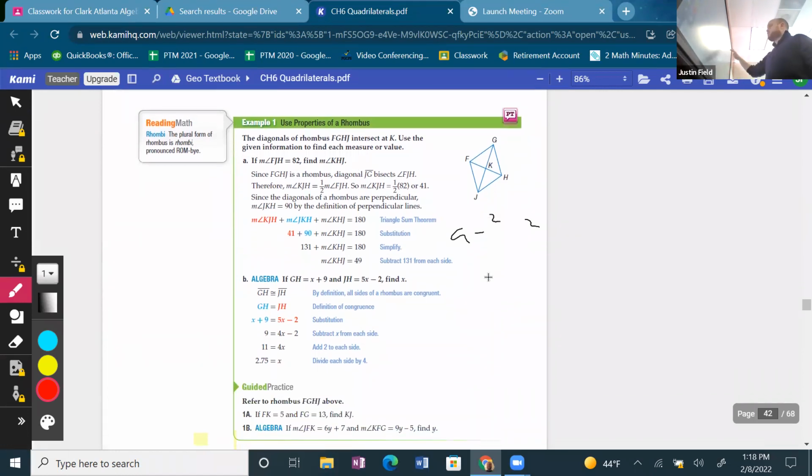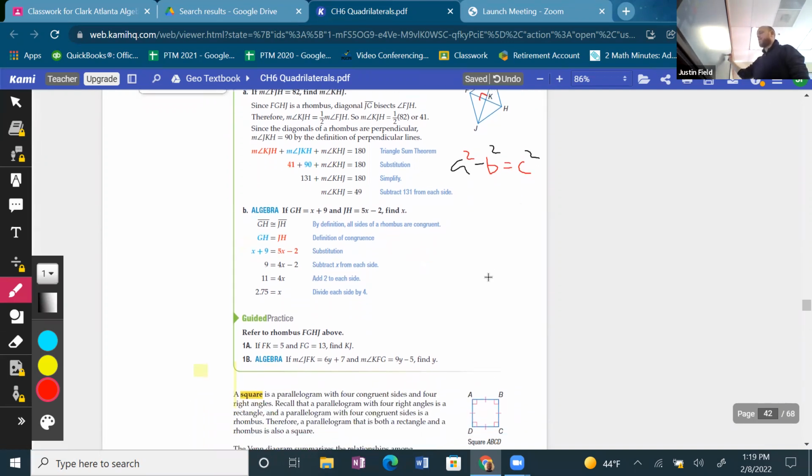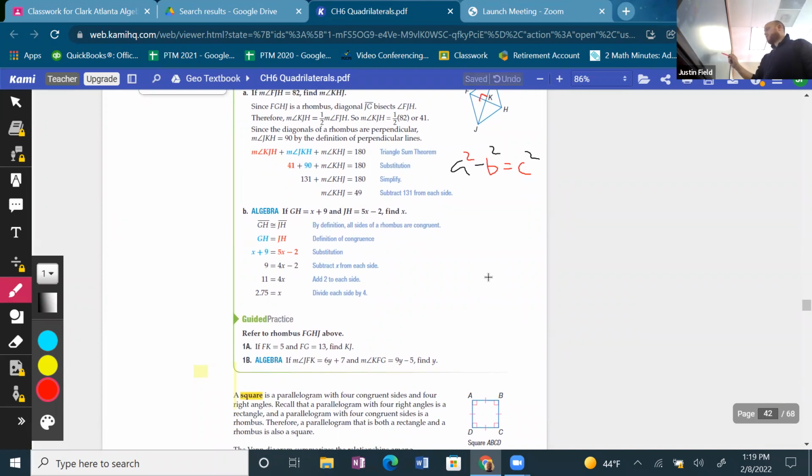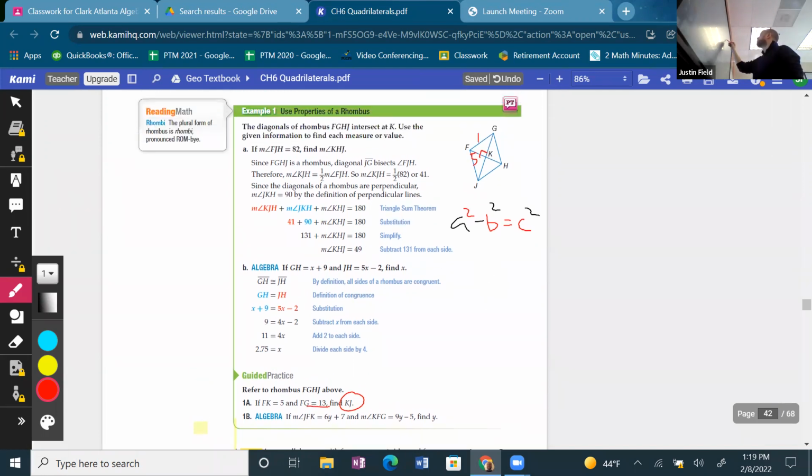And so I had already started to do this here. You can see the remnants of the Pythagorean theorem. And why would those be there? Because since the diagonals are perpendicular, we have a right triangle. So I was actually looking at guided practice 1A, and FK is 5, so we can put a 5 up there. And then FG is 13. We can put a 13 right here. 5 there, 13 here.